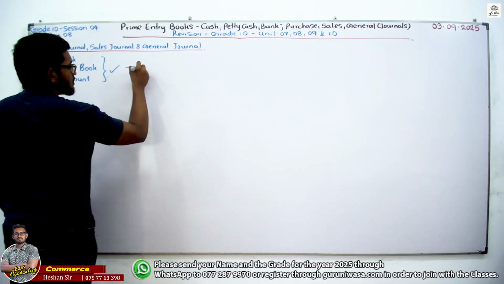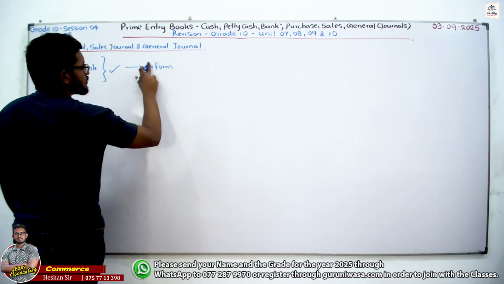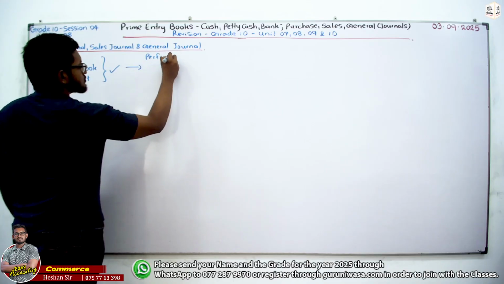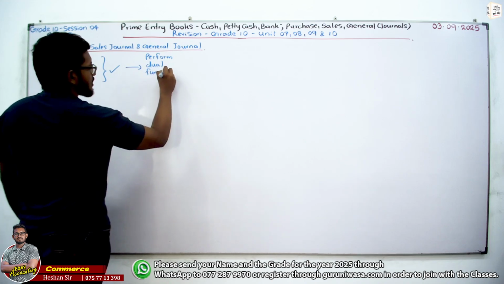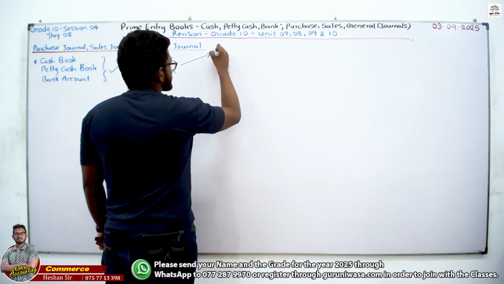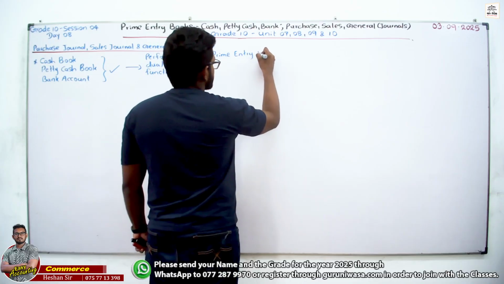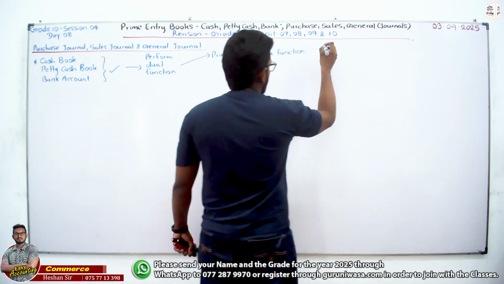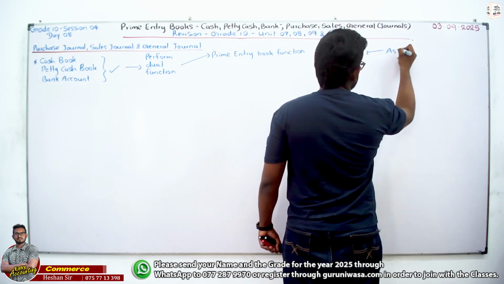These things perform dual function. What is the term called dual function? Dual function means prime entry book function and ledger account function. This is a prime entry book, all having a T format, which means all three are asset accounts.